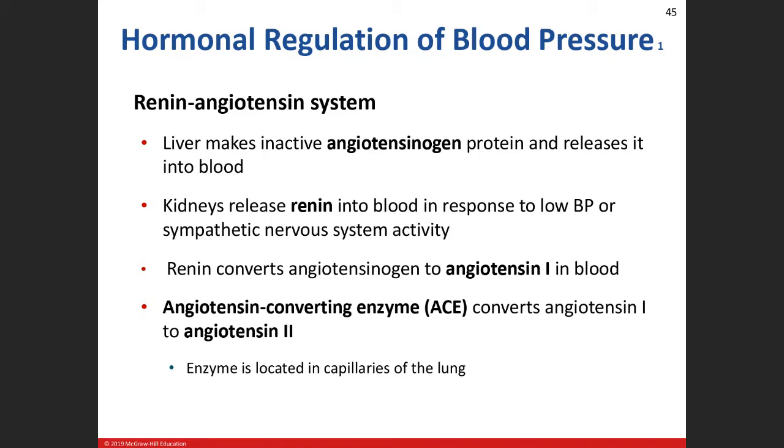Okay, nervous system is like a light switch. Turn it on, turn it off. Boom, boom, boom. Done. Okay, but when we get to the hormonal regulation, okay, it takes a little bit longer.